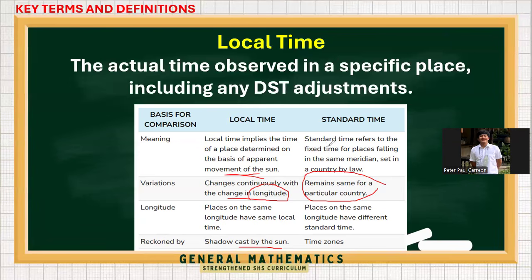In standard time, we refer to the fixed time for places falling in the same meridian, and usually it is set by law. For example, a large country such as Australia should be following the same standard time.